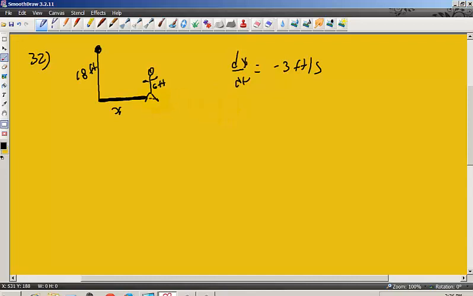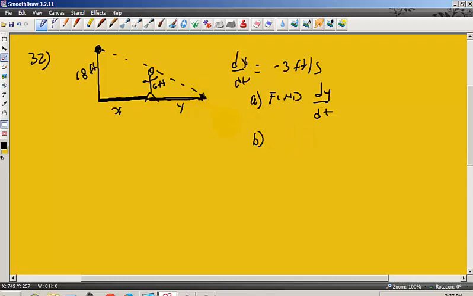Look at that. Shadow length. Only the shadow knows. This is the shadow length, we'll call that y. They want me to find dy/dt, and that's part A. In part B, how fast is the tip of the shadow moving? We know this is the tip right there.